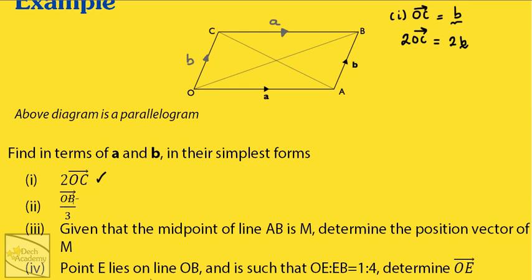For part 2, we need to express the vector OB over 3, or OB divided by 3, in terms of A and B. So let's start by representing the vector OB in terms of A and B. What is OB? Well, let's see. OB is the same thing as OA plus AB. OB is OA plus AB.